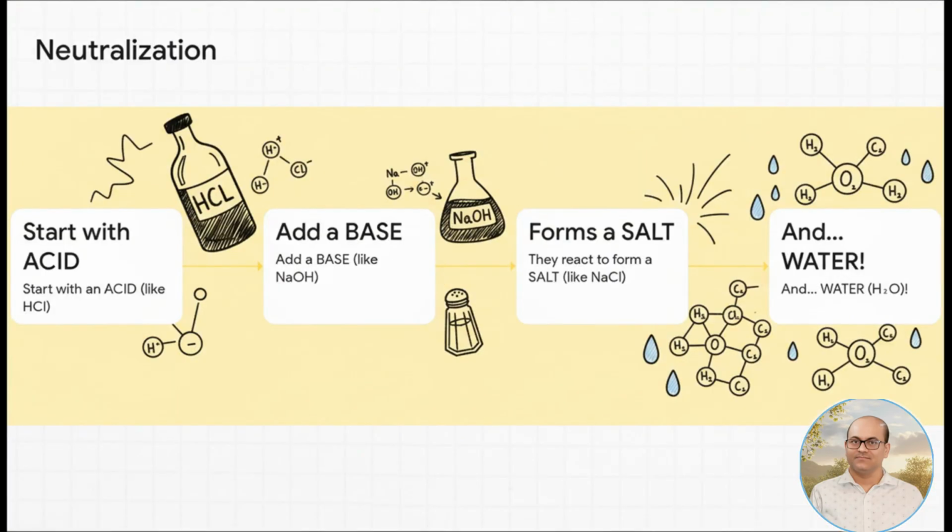Think of it like a recipe for a dish. First, you take an acid, say our friend HCl. Then you add a base, like NaOH. When you mix them, poof, they completely cancel each other out. The H+ from the acid and the OH- from the base, they come together to form simple, harmless water, H2O. And what is left over? A salt. In this example, we get sodium chloride, which is nothing but our common table salt that we put in our food.